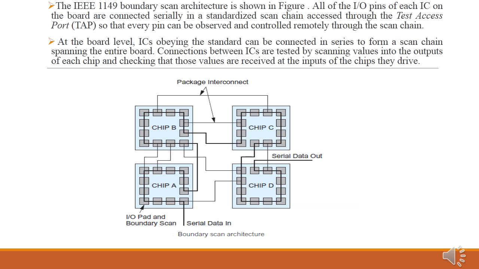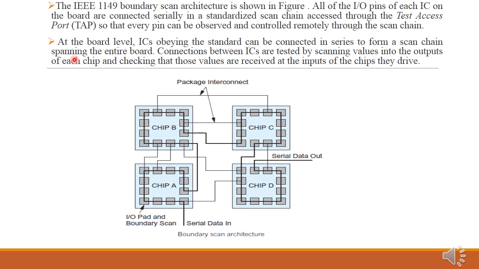Here the figure shows the boundary scan architecture. This is the IEEE 1149 boundary scan architecture. Here all the input-output pins of each IC on the board are connected serially in a standardized scan chain accessed through the test access port, that is TAP. So that every pin can be observed and controlled remotely through the scan chain. So there is no need to remove the IC from the board. At the board level itself we can test using this boundary scan architecture.